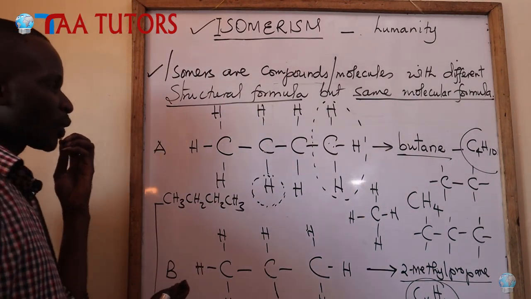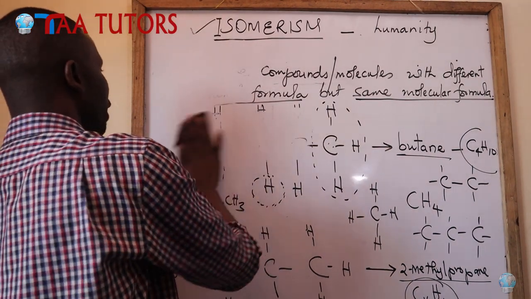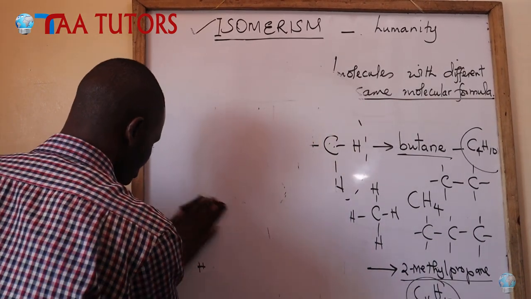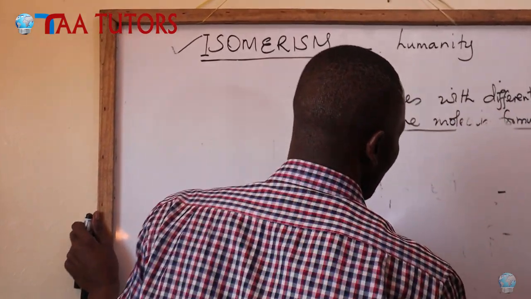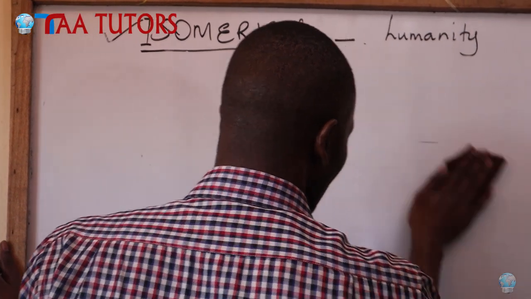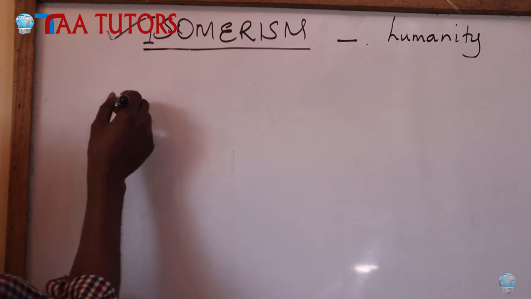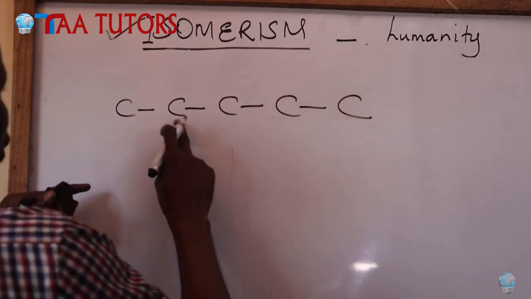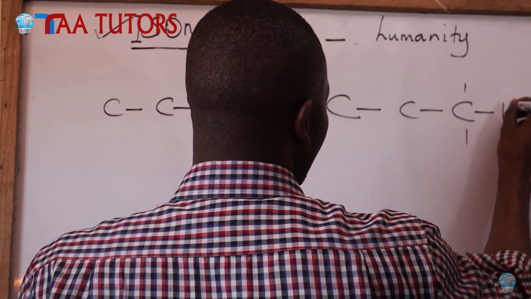Now, let me bring you to what we call example 2. We have seen butane, isomers of butane. We have said they are just two. What about if we bring in heptane? Heptane. Let me start with a straight chain. Heptane, we know 1, 2, 3, 4, 5, that is number 7. 7 there.